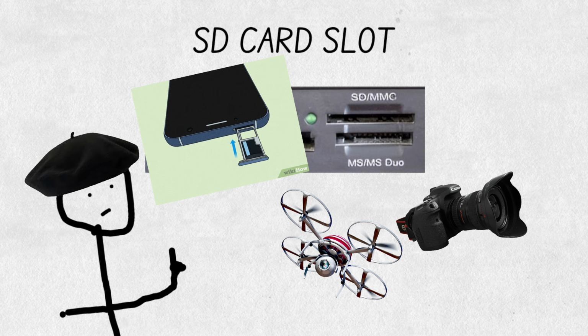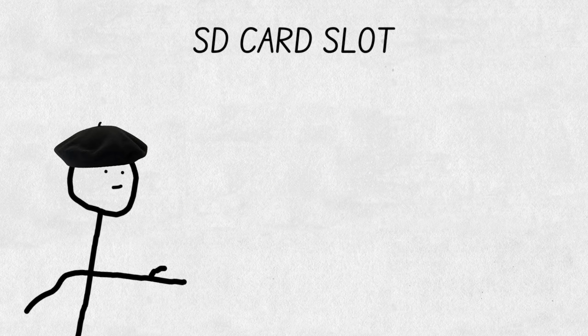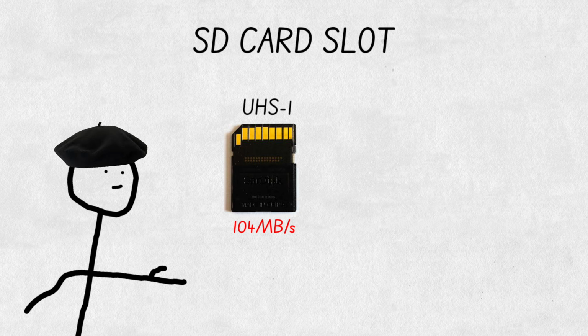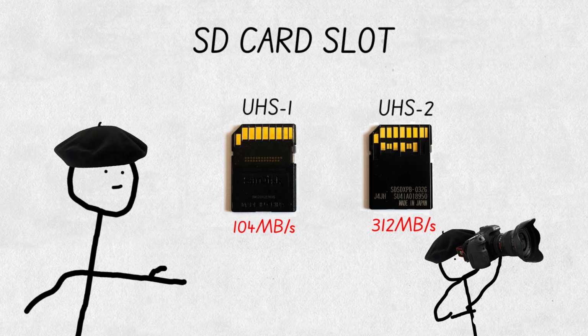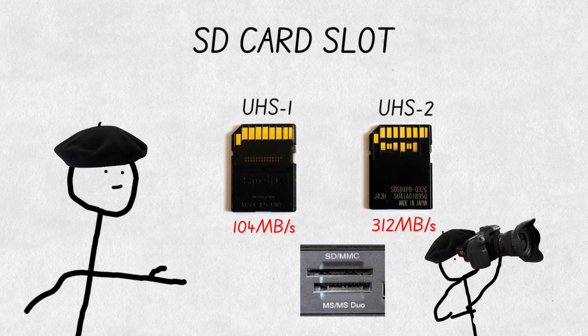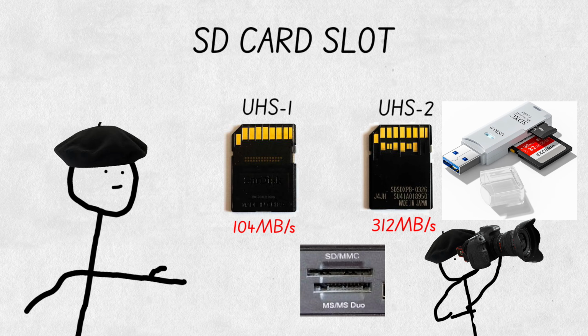SD card slot. The SD card slot reads secure digital cards, the small storage cards used in cameras, drones, and some phones. It's a direct high-speed connection to store media without needing a cable or adapter. SD card speeds vary by class rating. UHS-1 tops out around 104 megabytes per second. UHS-2 can hit 312 megabytes per second. For photographers and videographers offloading large files, a built-in SD slot is significantly faster than using a USB card reader. Like Ethernet, many thin laptops drop this port. Like Ethernet, there are adapters.